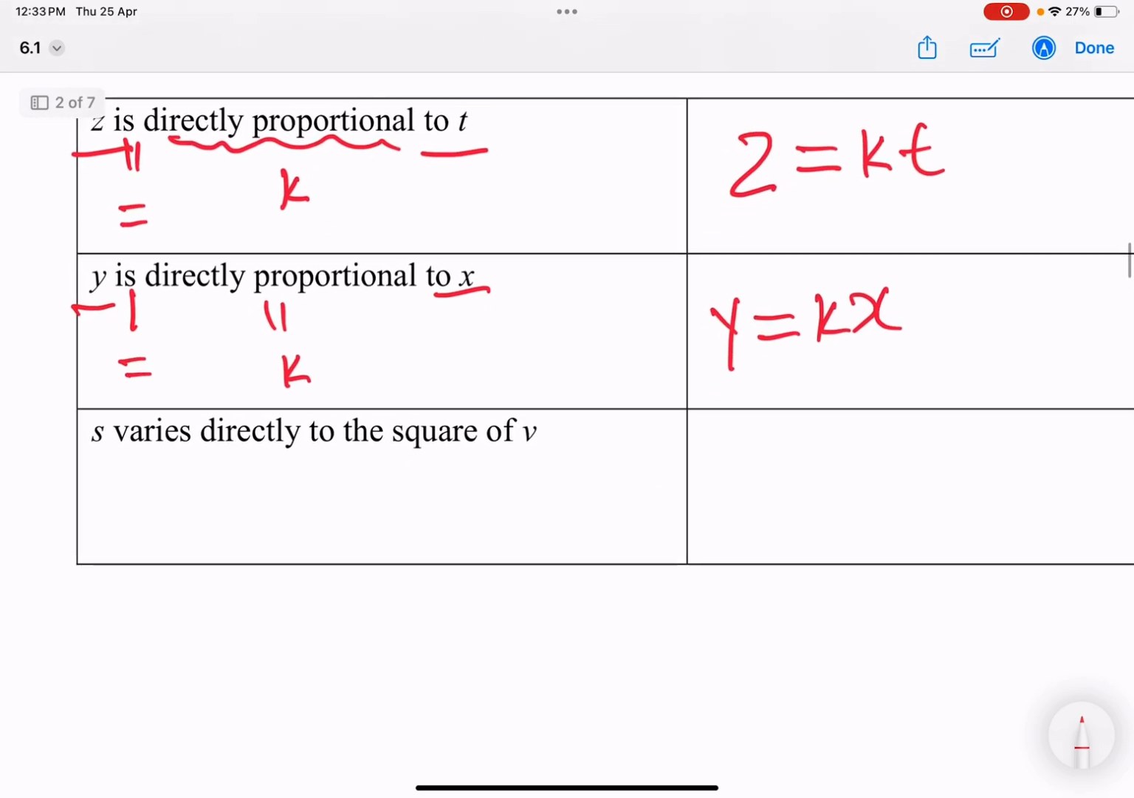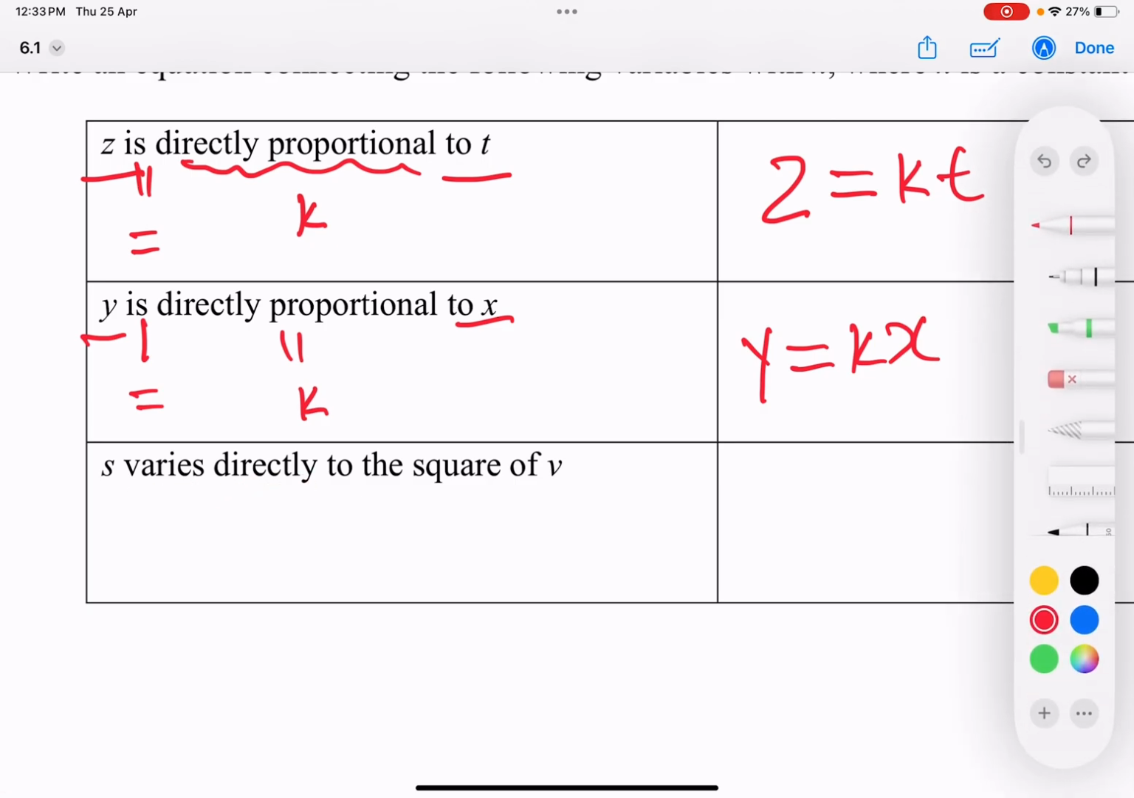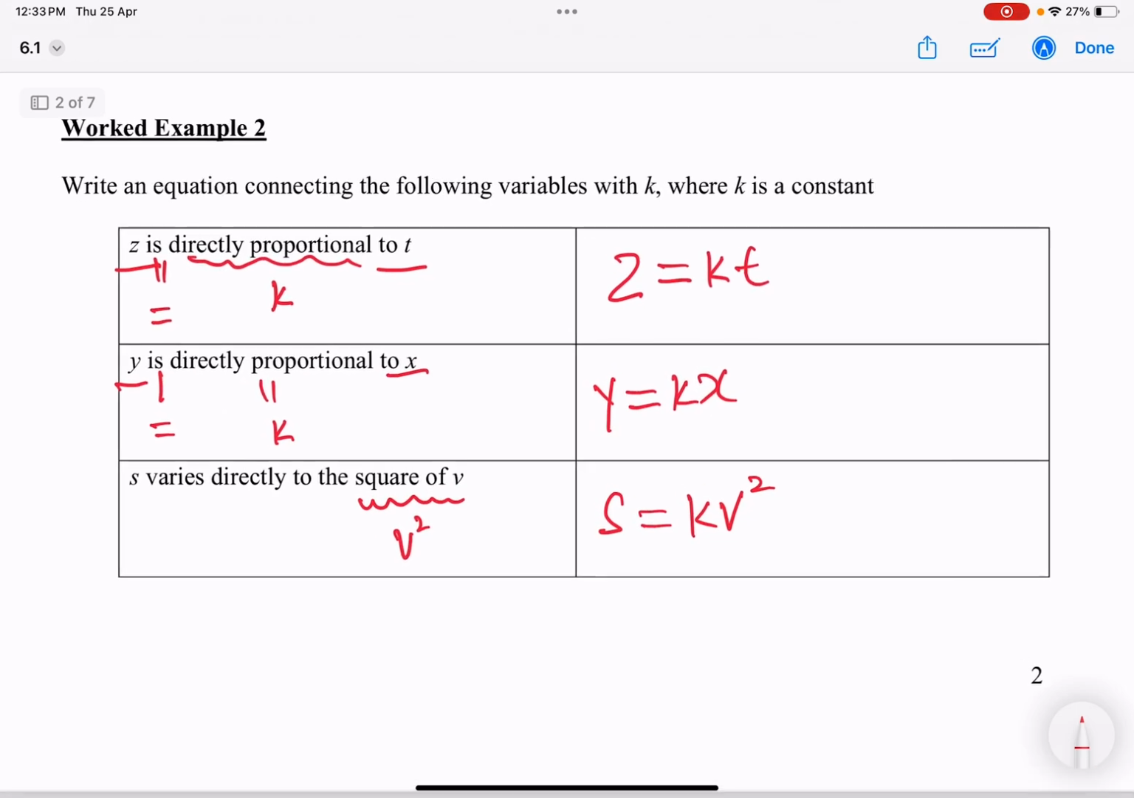Let's try one more. Now, another word for directly proportional is varies directly. This is also another way to say directly proportional. But firstly, what does the square of v mean? V squared. So if I know that s is directly proportional to v squared, how do I write it down? S equals kv squared. That is how I write this down as directly proportional.